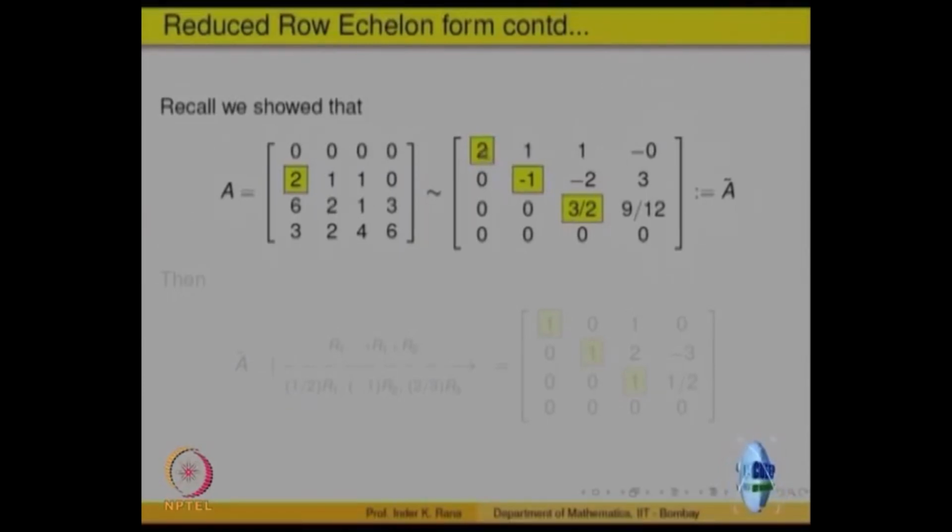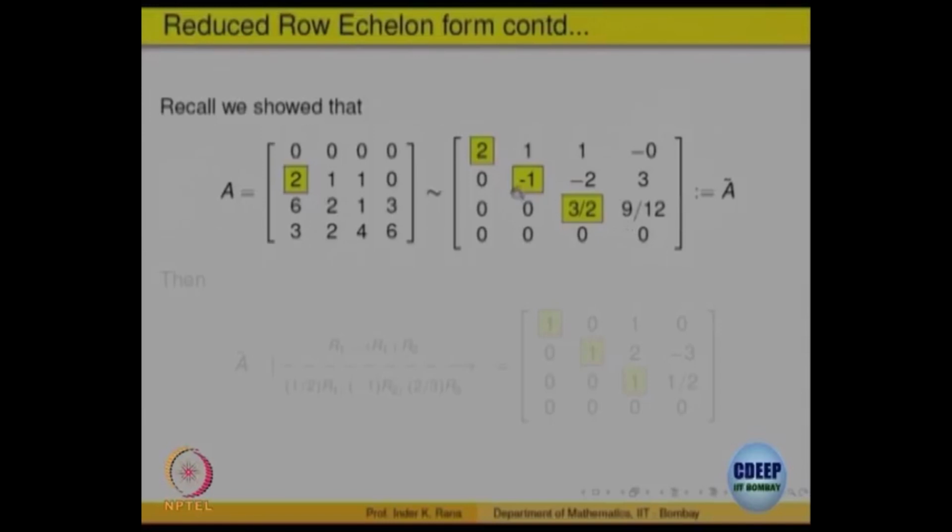So, what should be the first step? This pivot should be made 1. In the first row, the pivot entry is 2, that should be made 1. So, how do I make it 1? Divide the first row by 2, right. So, the operation should be divide the first row by 2. That will make it 1, and then how do I make this 1? Divide by minus 1, and this one by 3 by 2. So, all the pivots will become 1.